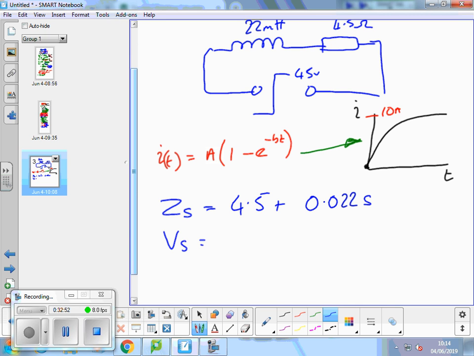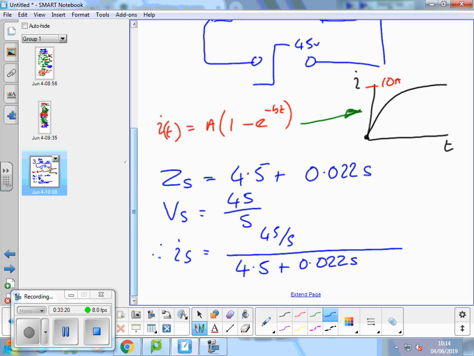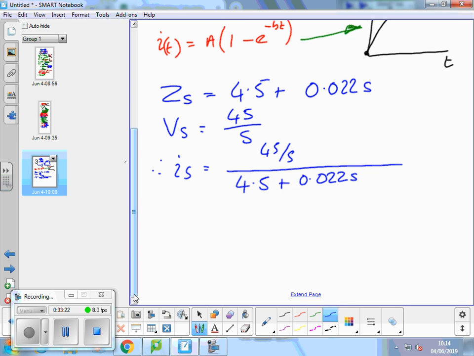And Vs is 45 over s for a step input. Therefore, Is is equal to 45 over s divided by the impedance, which is 4.5 plus 0.022 s.